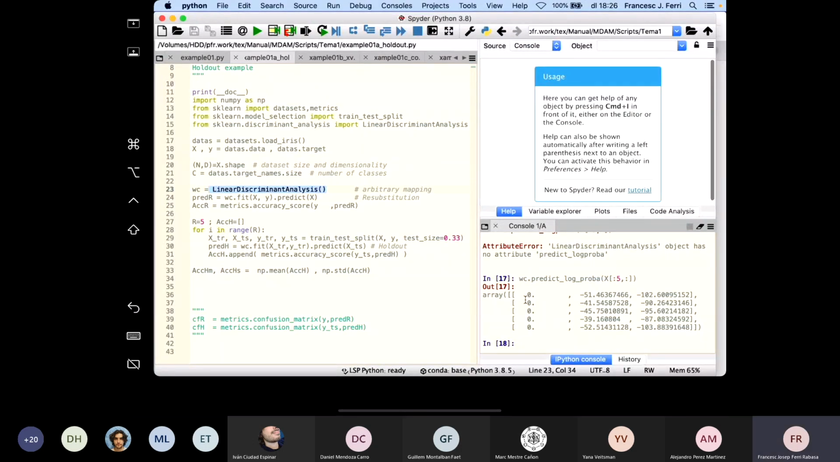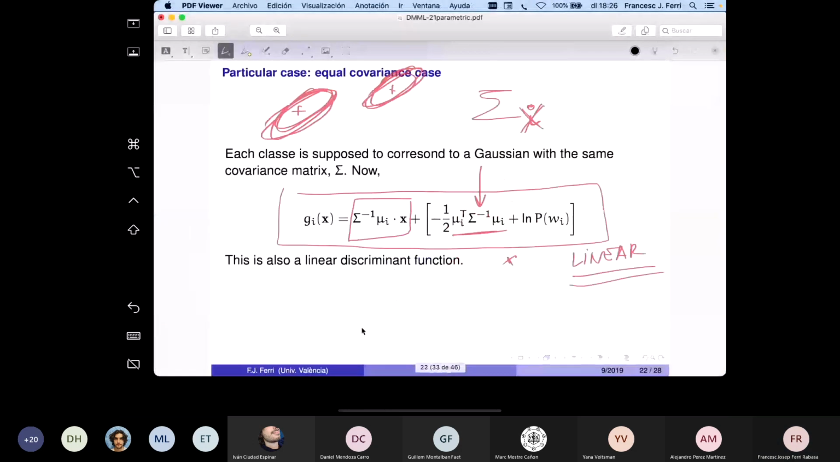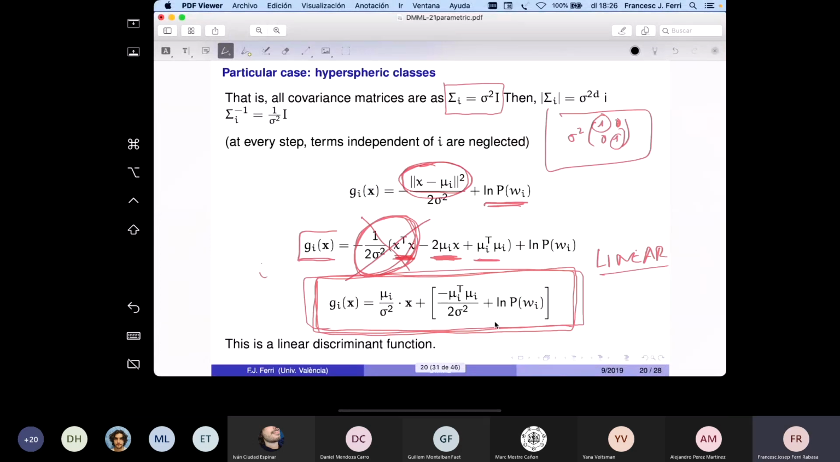The output of this linear discriminant function is exactly what you have here. In this case, we had three classes, so we have three discriminant functions, and these are the outputs, not that one. If you remember what we did the other day, this decision function here, what you have here, are the outputs of the discriminant functions. Exactly this or this. Is that okay?